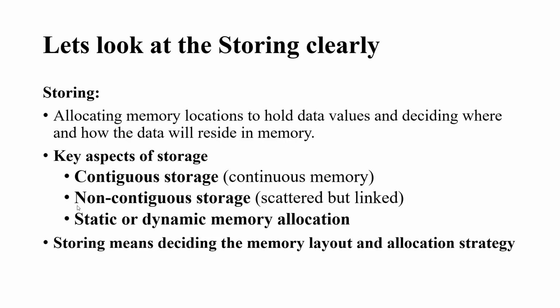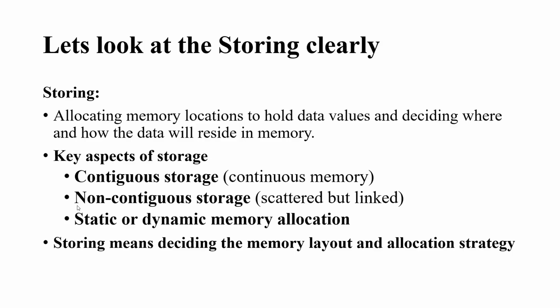That depends on the data structure. There are some storage aspects. One is continuous, that is contiguous storage. Arrays follow continuous memory locations, and there is another type of storage allocation strategy called non-contiguous storage. The elements are scattered in memory, but they are interlinked with a concept called linked list. We will see what a linked list is in upcoming sessions.